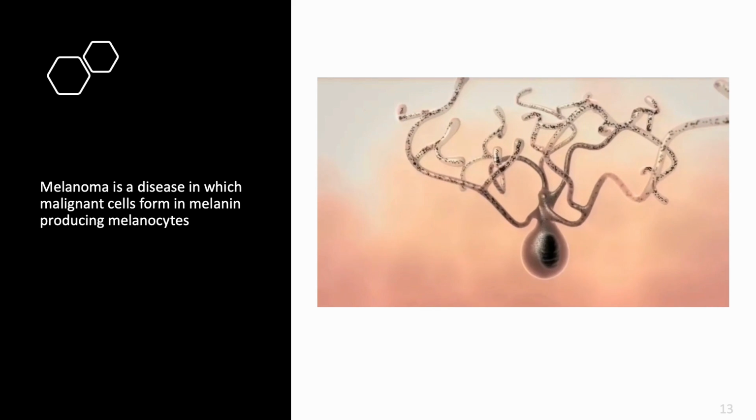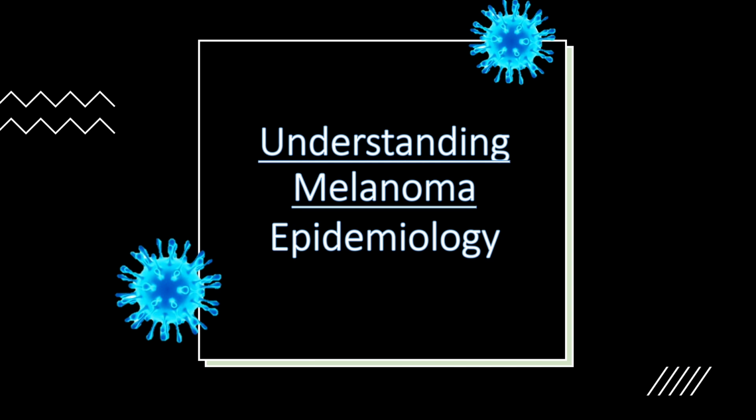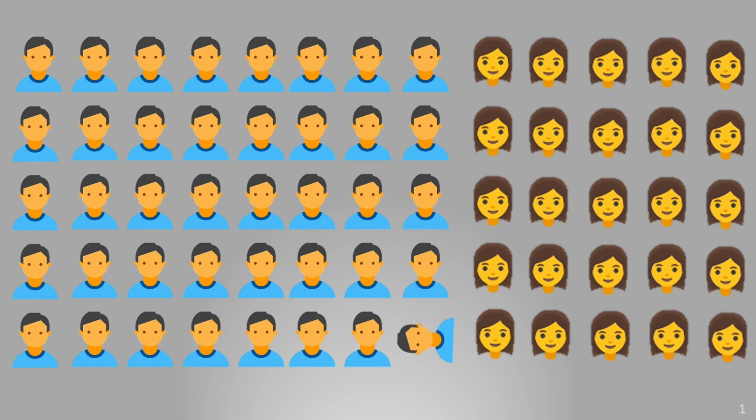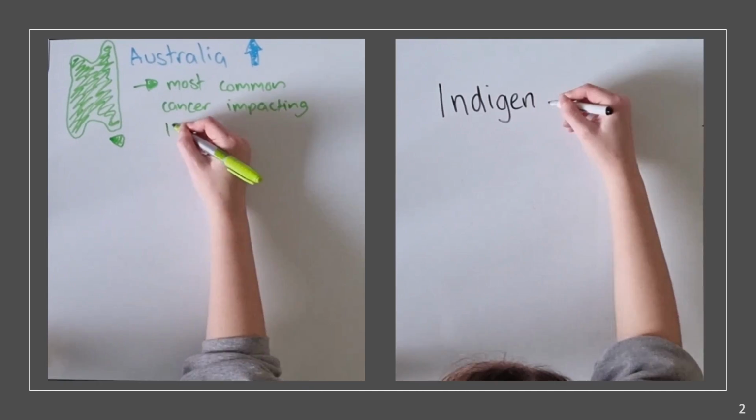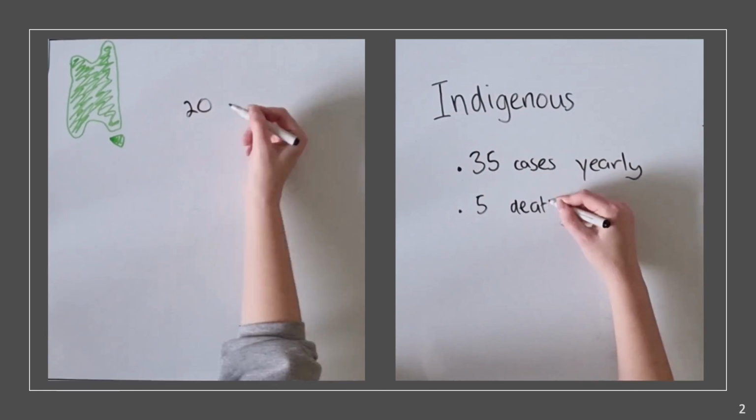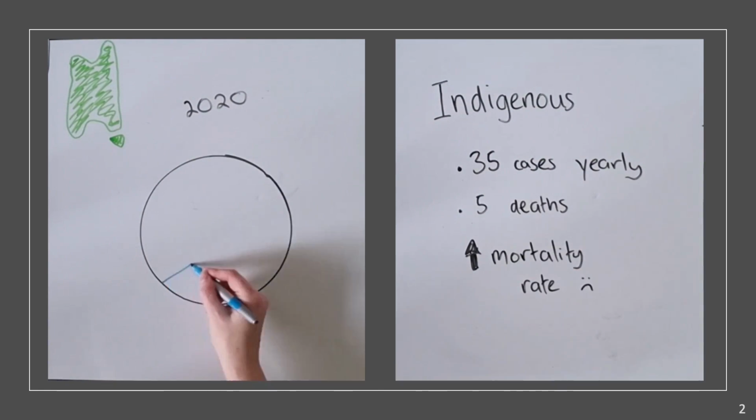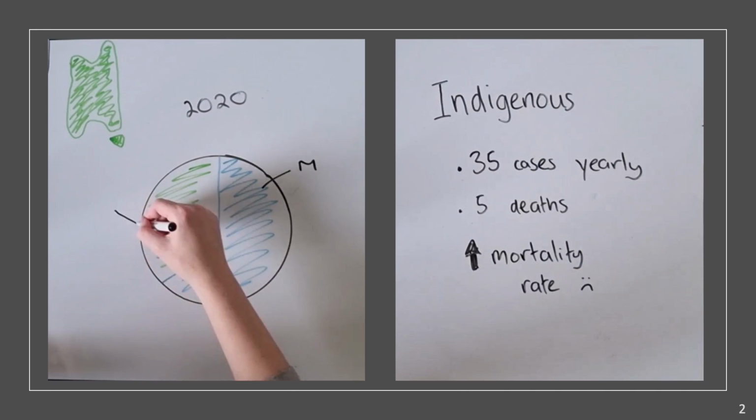How common is melanoma? Melanoma accounts for 2% of skin cancers, but is responsible for 75% of deaths and affects 1 in every 65 people in Australia. We have the highest incidence rate of melanoma in the world. It's the most common cancer affecting Australians aged 15 to 39. For our Indigenous population, the likelihood of developing melanoma is lessened, with 35 cases a year, but a higher mortality rate with 5 annual deaths.